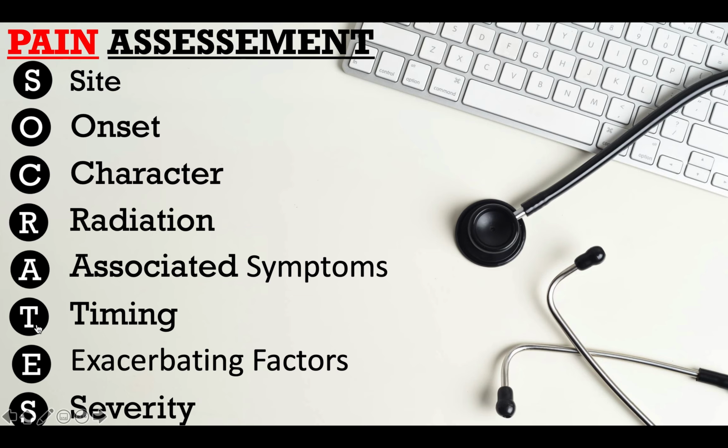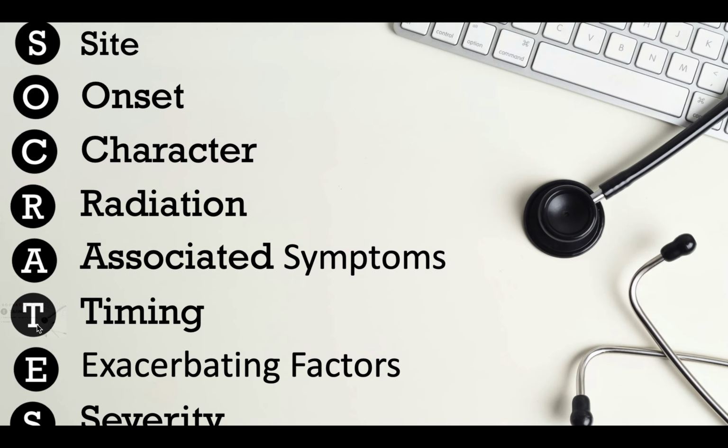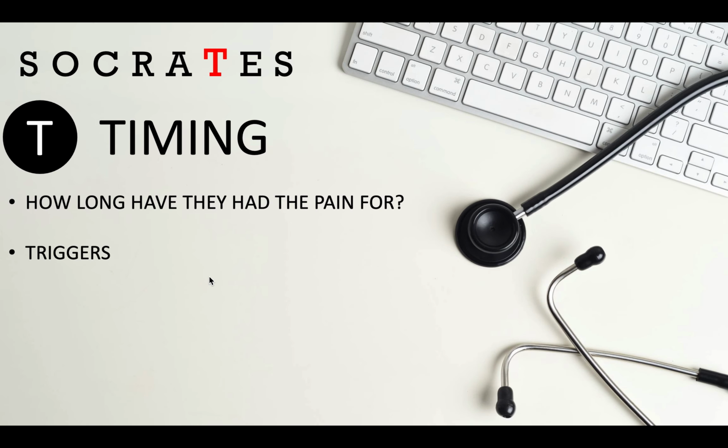So once we've gone through onset, how did the pain start? Was it sudden or gradual? And what were you doing when it started? The next thing I like to know is the timing, because I feel like that fits in quite nicely. For example, how long have you had the pain for? Now, if a patient says 3 to 4 months, your next question always has to be, did anything happen 3 to 4 months ago that could have triggered this off? Anytime someone gives you a time frame, this should always be your next question.